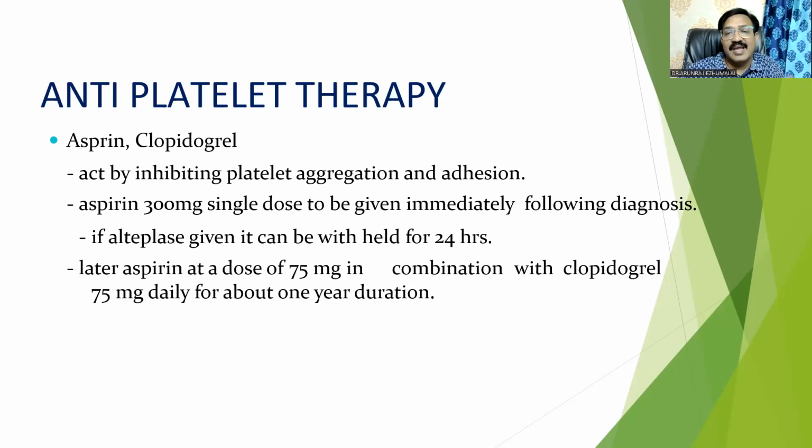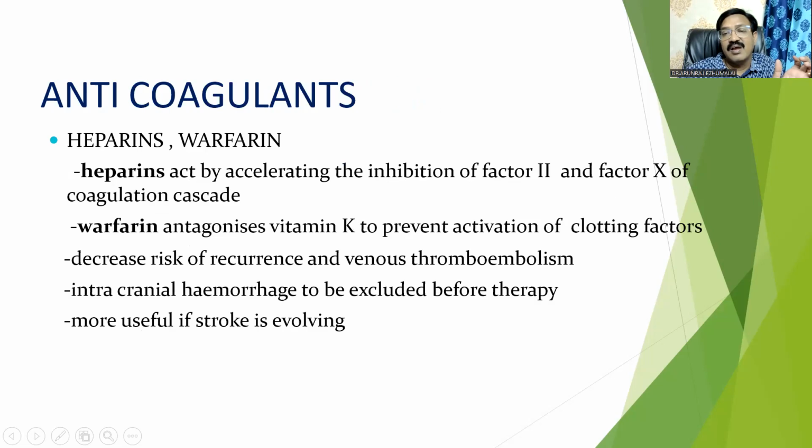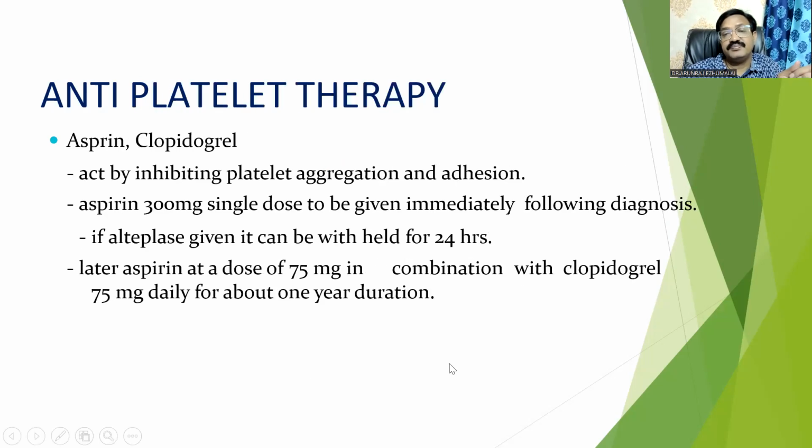Aspirin 300 milligram single dose to be given immediately, followed by 75 milligram or 150 milligram daily, along with clopidogrel. When you give it along with clopidogrel, it is aspirin 75 plus clopidogrel 75.